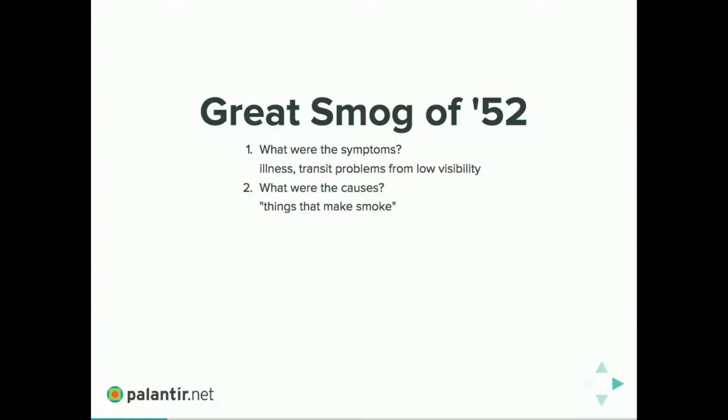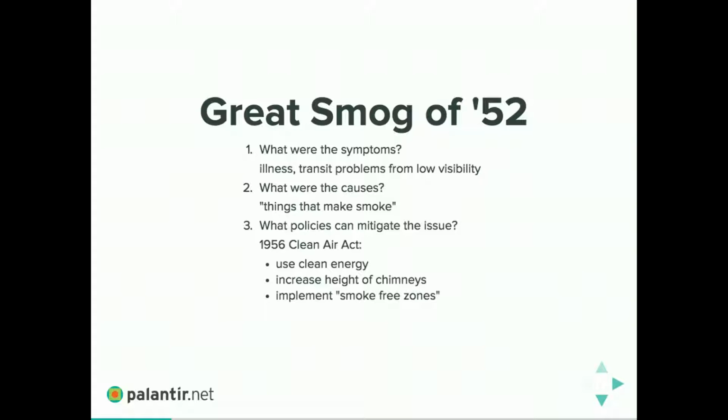So what were the causes? Well, it was pretty straightforward. Anything that would cause this greenish yellow smoke or just dark smoke, they would point to that and say, okay, that's where this smoke is coming from. And in 1956, they passed the Clean Air Act. So they said, what are policies that we can do to mitigate this problem? And they started using clean energy like electricity or burning gas.